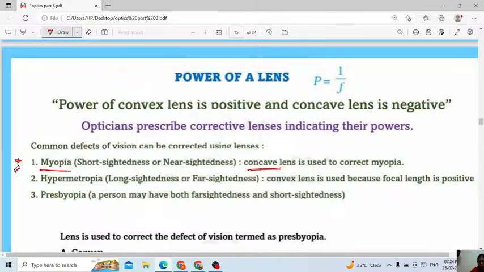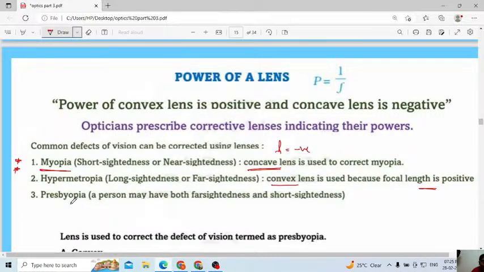In this I will explain what is meant by myopia, hypermetropia, presbyopia, everything in detail. But here, remember, we are learning lenses, no? That's why. Hypermetropia is nothing but long sightedness and far sightedness. Here, to correct this one, which lens will we use? We will use the convex lens. Here the focal length is positive. For a convex lens, the focal length is positive. For a concave lens, the focal length is negative. This one you already know.